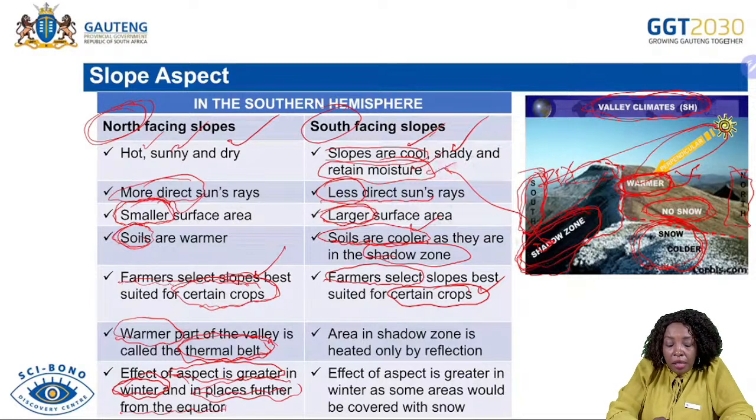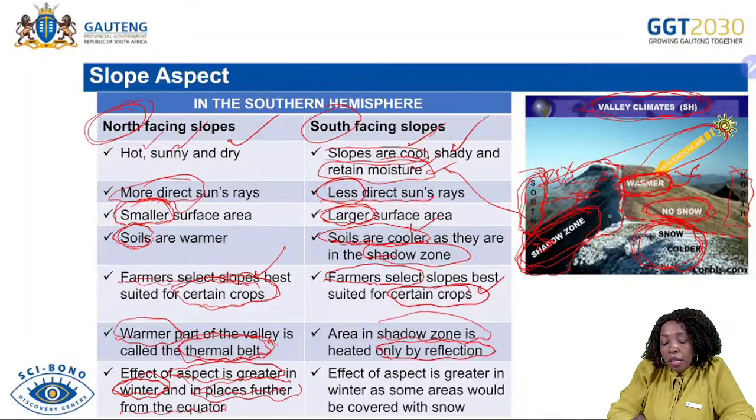And then the area in the shadow zone is heated only by reflection. So the heat that would be striking on certain parts here would then be reflected back onto the slopes, especially those that are mostly in the shadow zone. So the shadow zone is only heated by reflection.